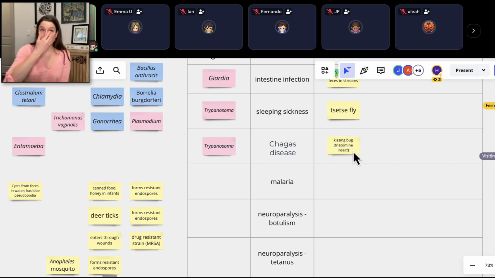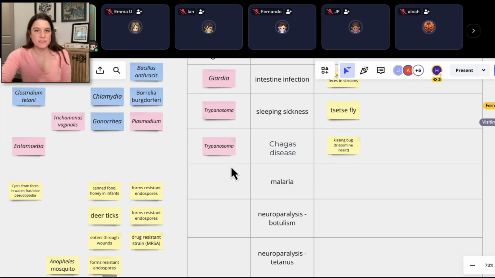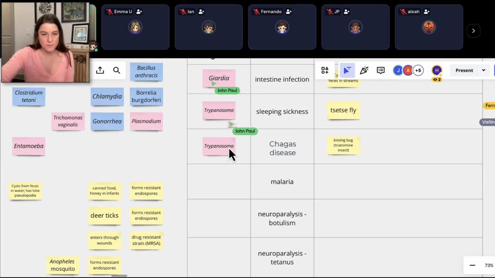That one they have in Central America, South America, I think maybe Mexico as well. So it's right near us. Trypanosoma brucei is sleeping sickness. Trypanosoma cruzi is the Chagas. I won't make you know the difference between the two. Trypanosoma, if you know it goes with those two, that's good.